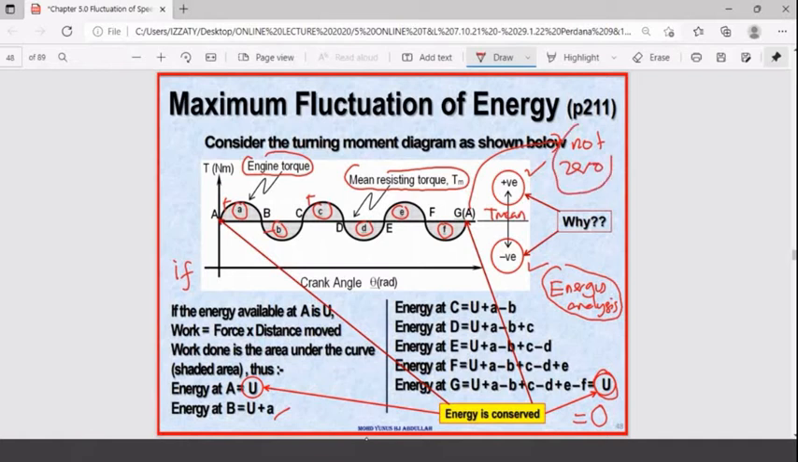Can anyone tell me? Up to here, in your calculation, if you have a numerical later on and it is not 0, what does it mean? Could anyone answer this one? If you don't want to answer, I will give it to you. So yes, energy is not conserved. Yes, thank you, Lee. So if you found this one is not 0, energy is not conserved.